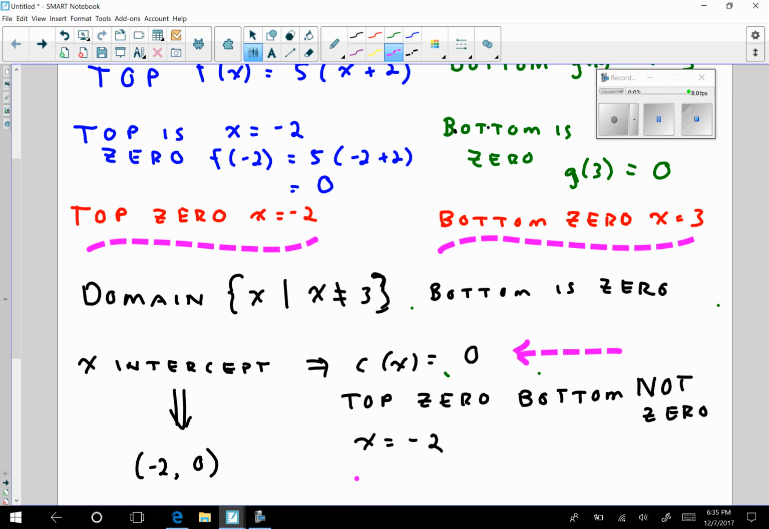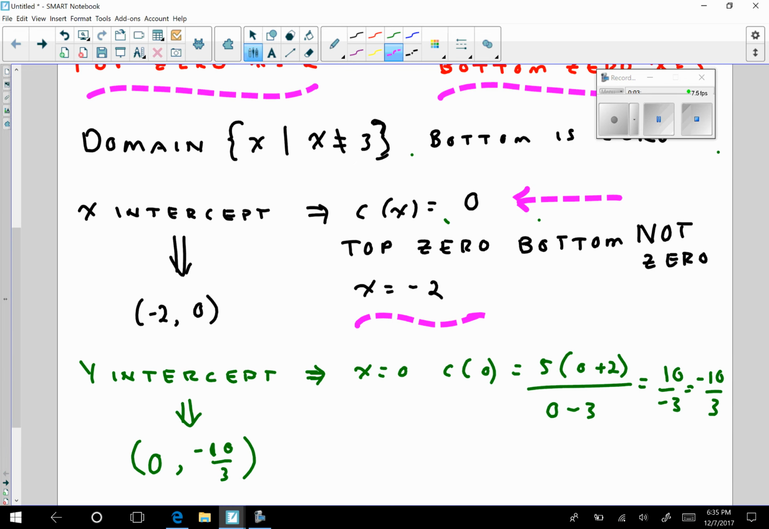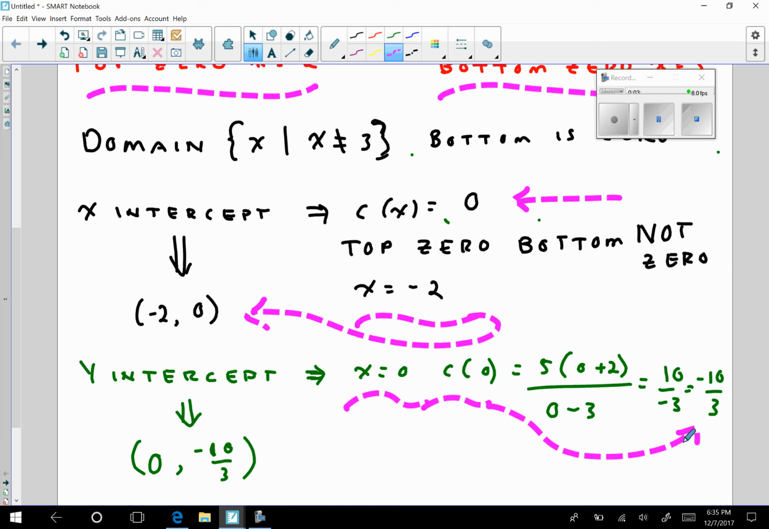This is good, solid information. And that's going to let us say that the x-intercept is negative 2, 0. Y-intercepts are super duper easy. The y-intercepts happen when x is 0. We simply evaluate the rational function at 0, and c of 0, if I put 0 in, I get 10 over negative 3. That's the output for 0. That tells me that 0, negative 10 thirds is a y-intercept. Nice.